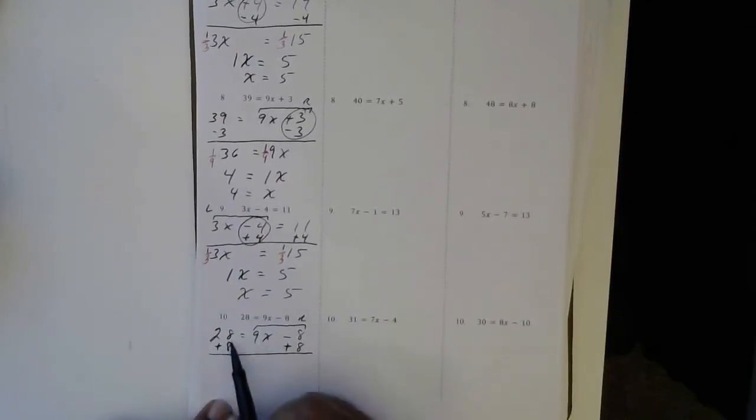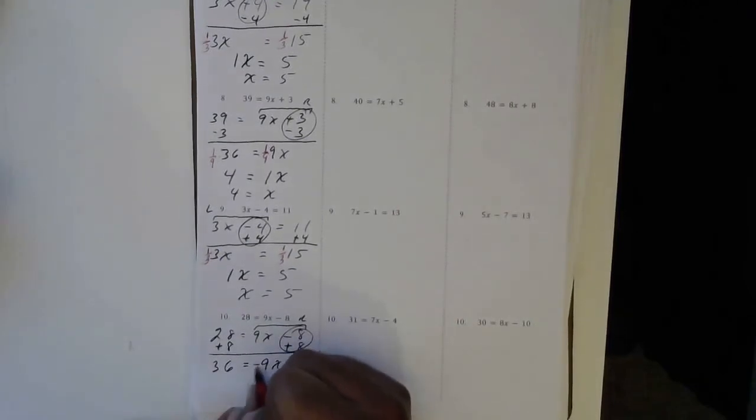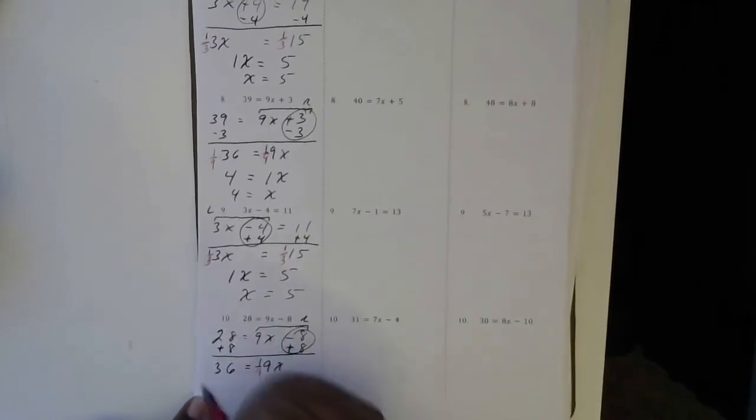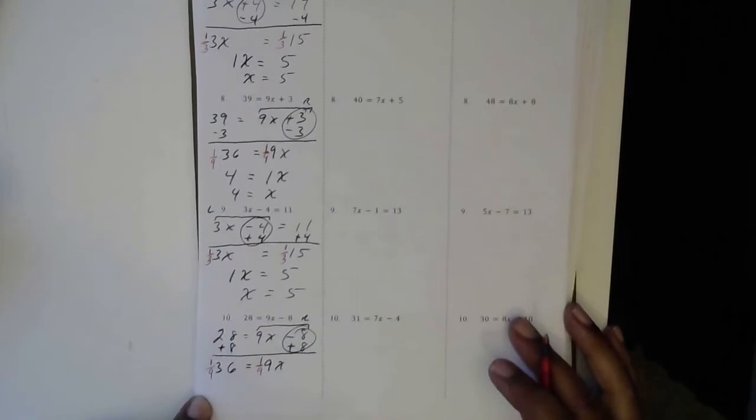Okay, now we have 28 plus 8. This is going to be 36 equals 9x. This becomes 0. Now, to remove the 9 from the x, we need to divide by 9. So we need a 1/9. And what we do on the right side, you'll also do on the left side. So we have a 1/9 there. Okay, so 36 divided by 9 is 4. 4 times 1 is 4.